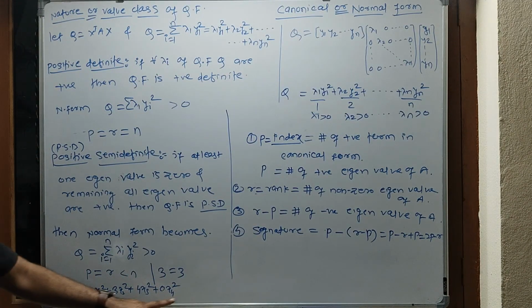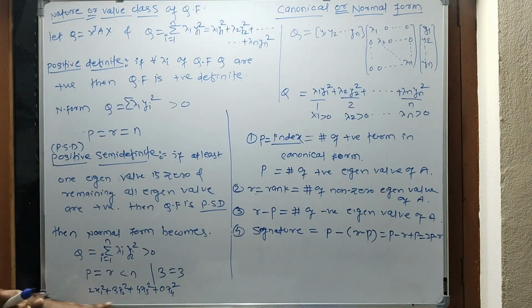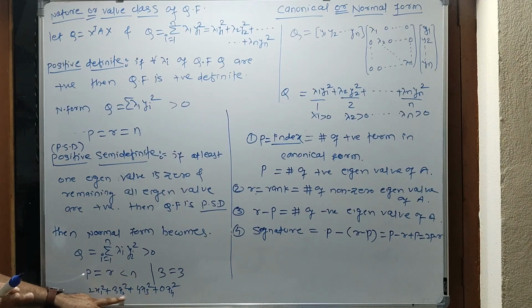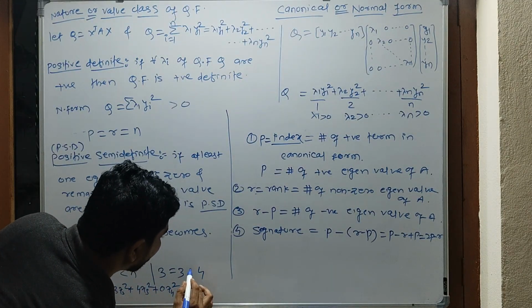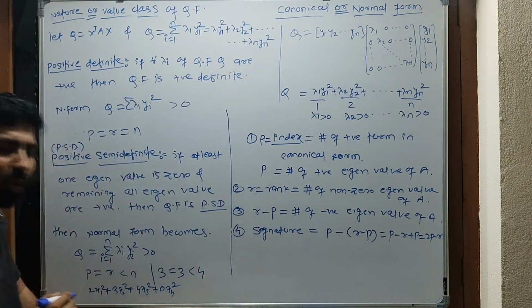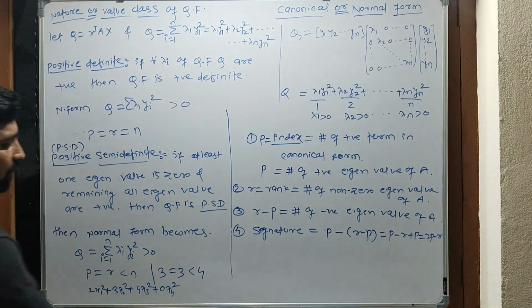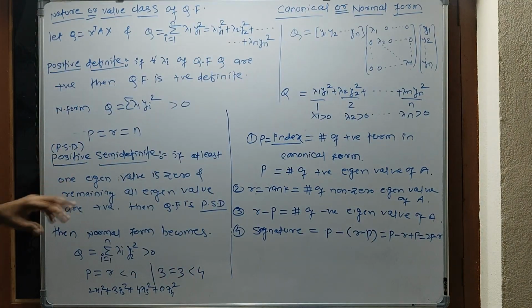So n is the number of unknowns. If you have 4 unknowns, you will get 4 eigenvalues. So here 1, 2, 3, 4. Here 2 is one eigenvalue, 3 is one eigenvalue, 4 is one eigenvalue, and 0 is another eigenvalue, which is equal to 4. So 3 equal to 3, which is strictly less than 4. So here p equal to r, which is strictly less than n. So that is the relation. So here this is the relation between p, n and r in terms of positive semi-definite.